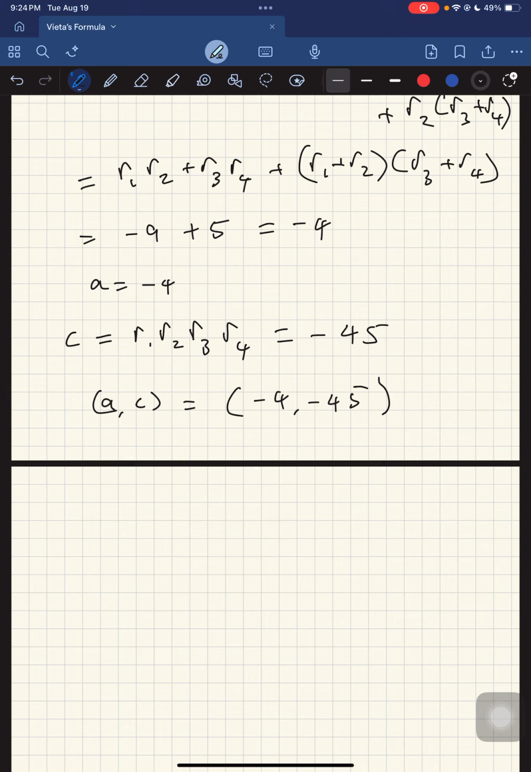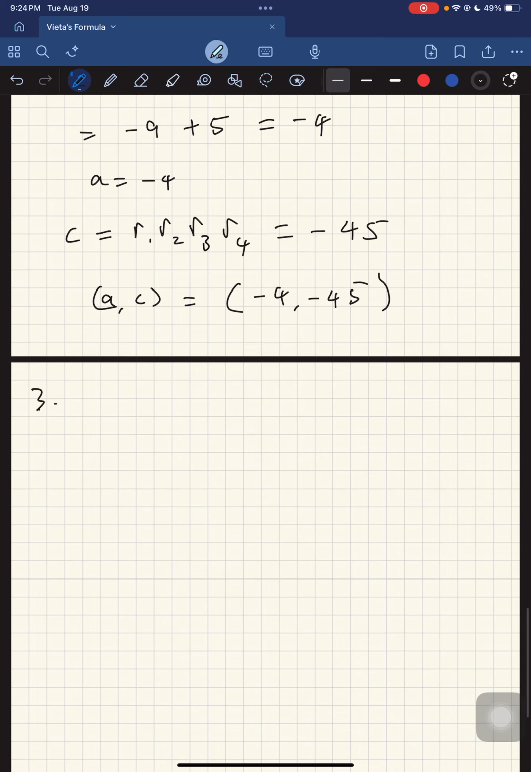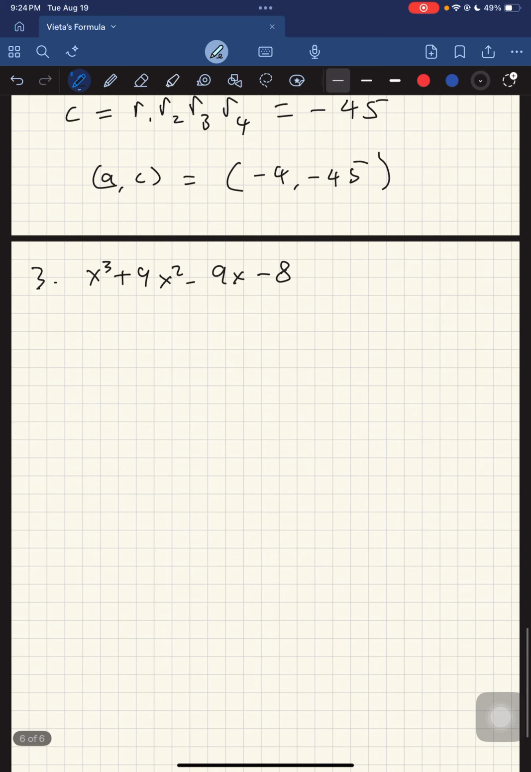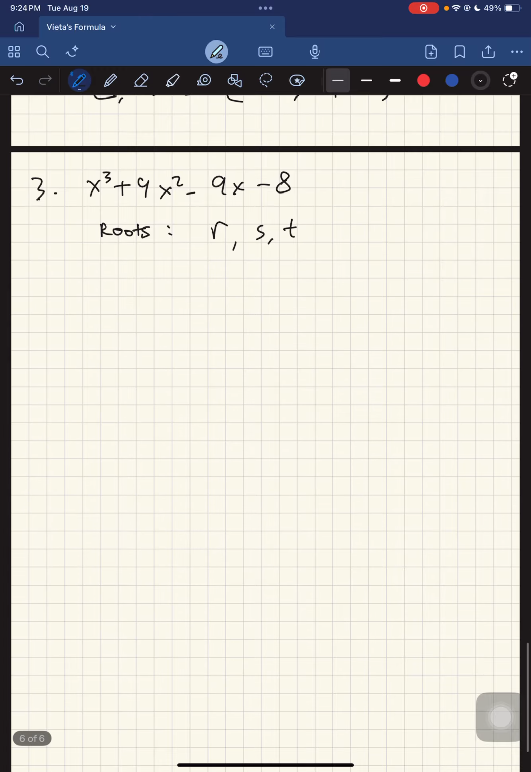Okay, now on to the next problem. All right, problem 3. This is going to be the last example problem that we do. So, suppose we have a polynomial x cubed plus 9x squared minus 9x minus 8, and let's say it has roots r, s, t. These are just arbitrary variables for the roots.